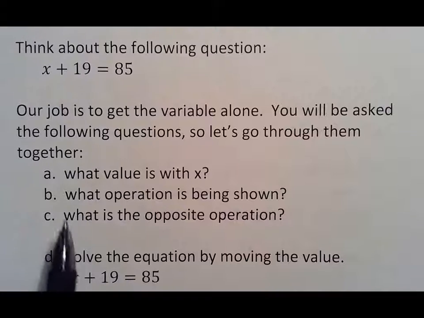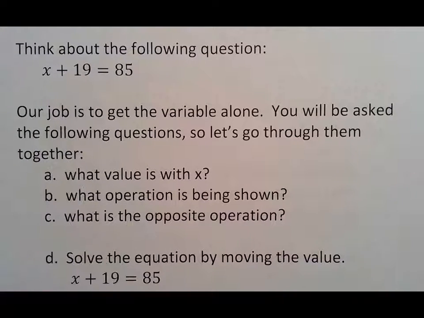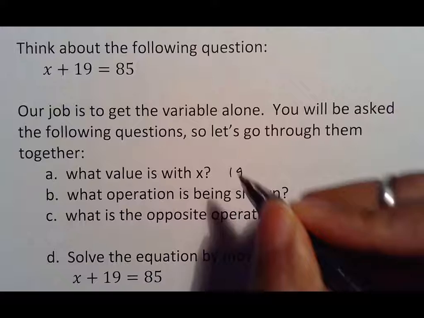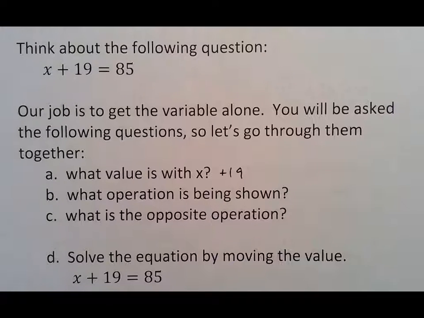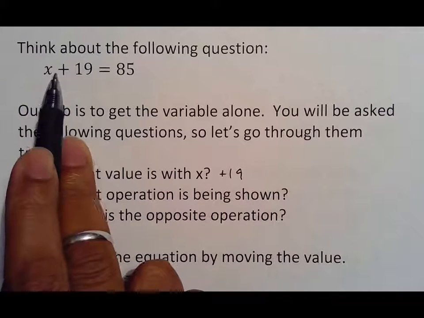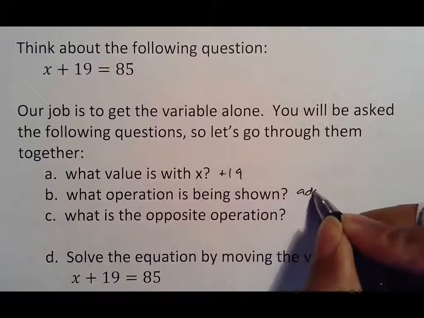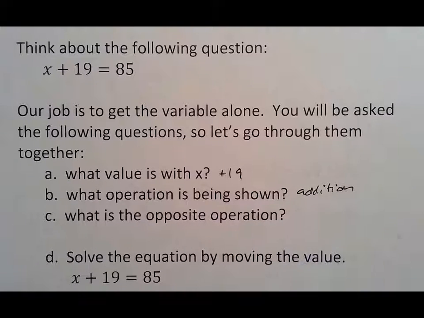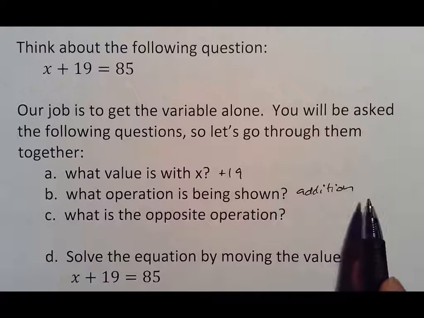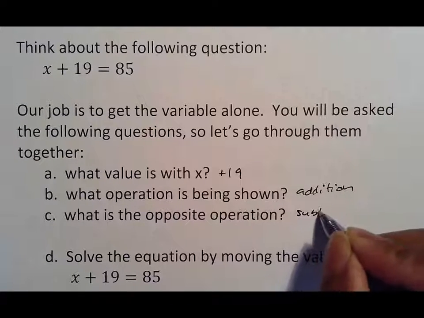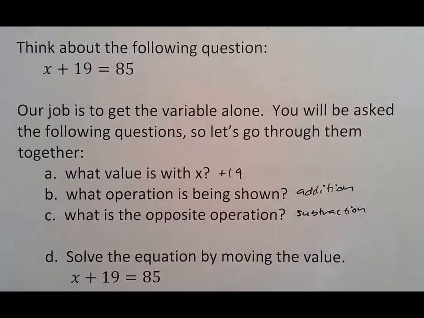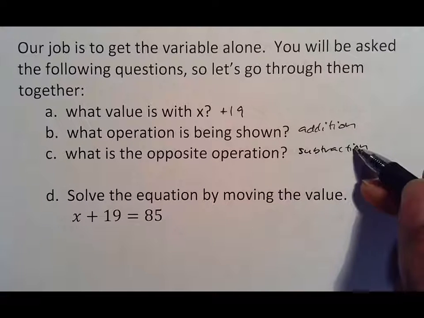First question is, what value is with X? Well, it says X plus 19, so the value with X is 19. It's actually positive 19 is what I would say on the homework. Then it's going to say what operation is being shown. Well, this is X plus 19, so it is addition. What is the opposite operation? What is the opposite of addition? Well, adding something would be the opposite of subtracting something. And so what we do to solve is we use the opposite operation.